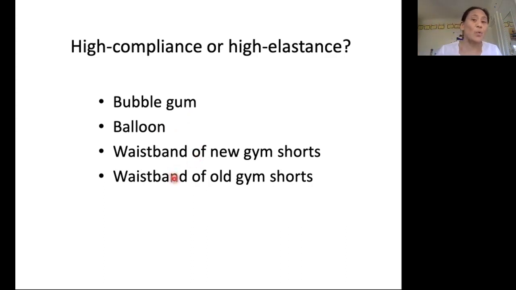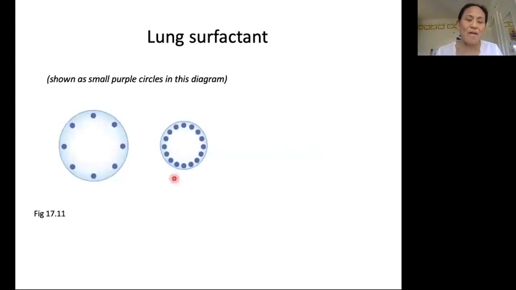The waistband of your old gym shorts is going to be high compliance. It stretches outwards easily, and since it's lost its elastance, it's not going to spring back very easily. So hopefully you understand that concept. Now let's move on and talk about lung surfactant.